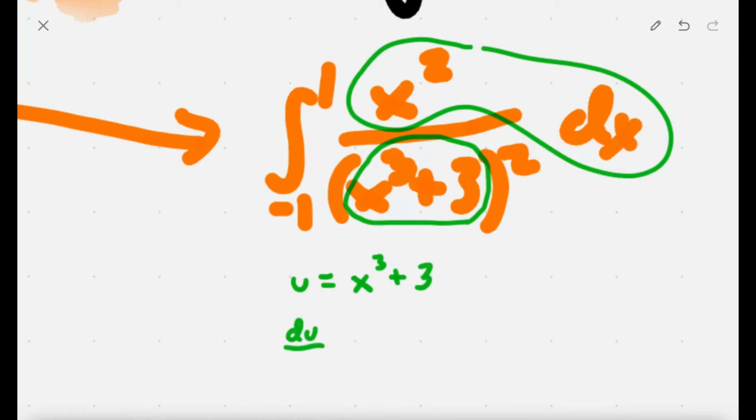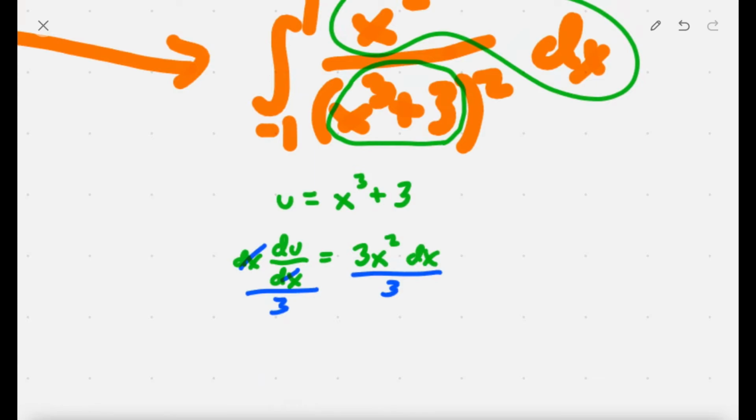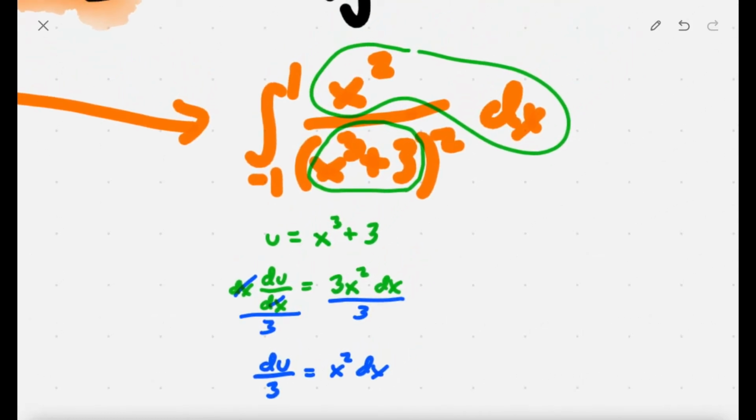So to find that, I'm going to do the derivative of this u right here and get 3x squared, multiply dx on both sides, and then I'm going to divide by 3. Cancel, cancel. And you're going to end up with du over 3 is equal to x squared dx. Now, if you look right here, we just substituted for this x squared dx, and we substituted for this on the bottom. So now I'm going to rewrite all of it right here.